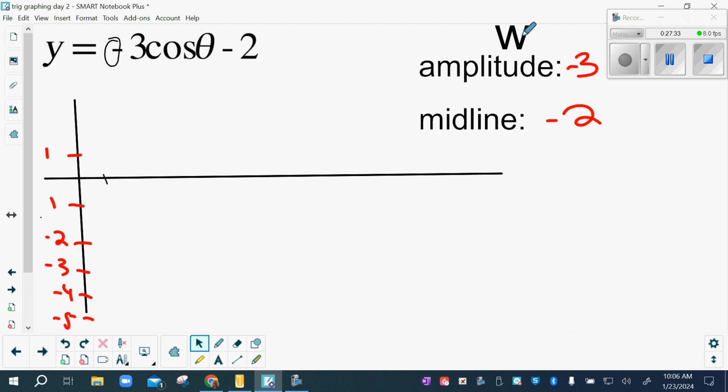So in my head, remember, I go point, midline, point, midline, point, midline, point, midline, point. Here he goes.